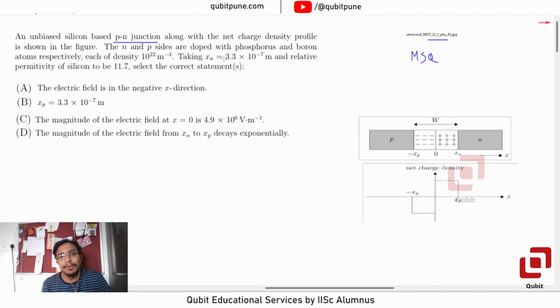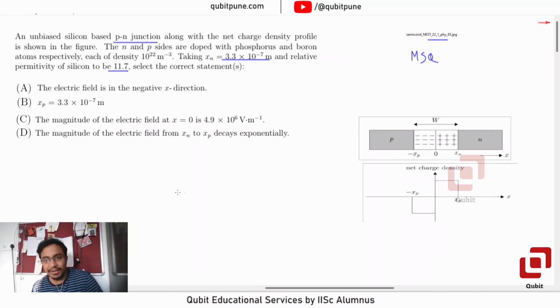Taking Xn to be 3.3 into 10 raised to negative 7 meters and relative permittivity of silicon to be 11.7. Select the correct statement or statements. A. The electric field is in the negative x direction. B. Xp is 3.3 into 10 raised to negative 7 meters. C. The magnitude of the electric field at x equal to 0 is 4.9 into 10 raised to 6 volt per meter. And D, the magnitude of the electric field from xn to xp decays exponentially.